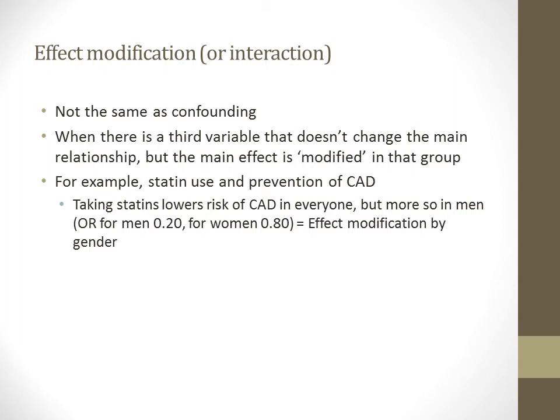So for example, going back again to cholesterol-lowering drugs and prevention of coronary artery disease, taking cholesterol-lowering drugs or statins lowers your risk of CAD in everyone, but it lowers it more in men. So say that the odds ratio for men taking statins is 0.2, meaning men who take statins are 0.2 times as likely to get coronary disease as men who do not take statins, and for women it's 0.8. So they're still less likely to get CAD, but the effect is modified in men and women, and it probably has to do with hormones and other things.